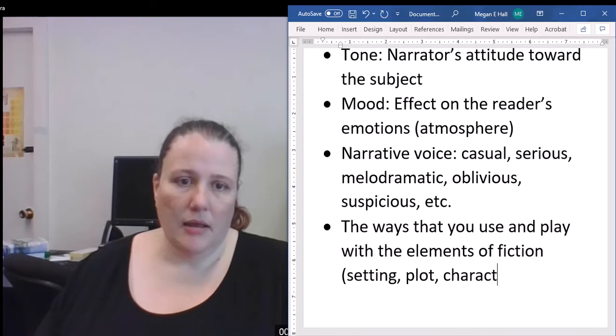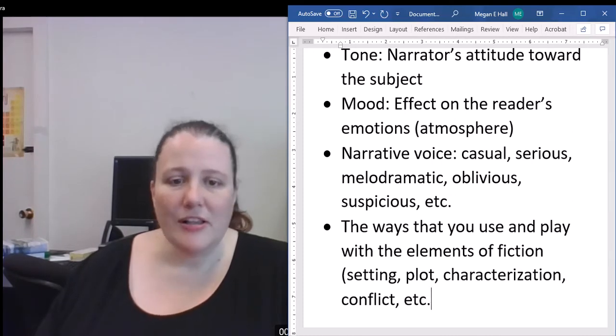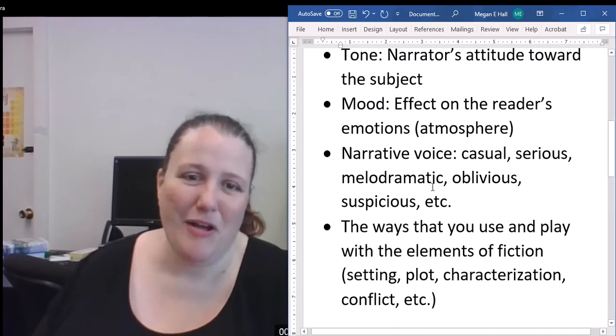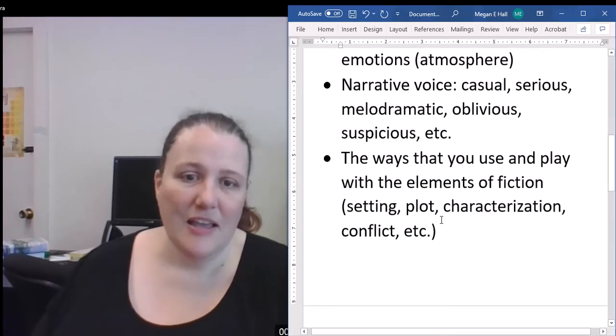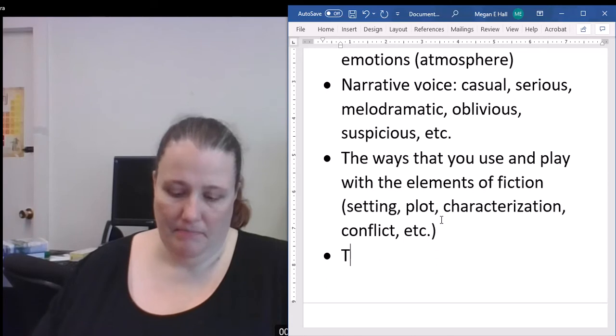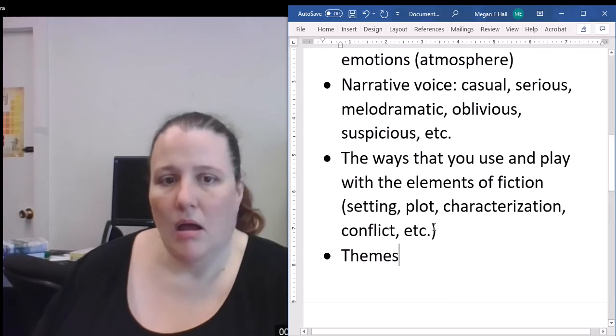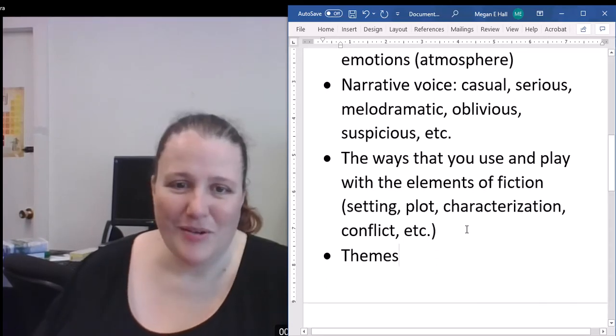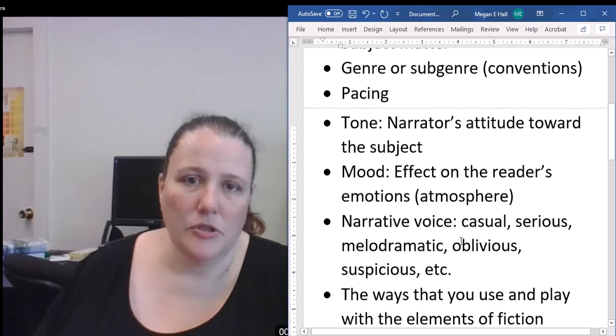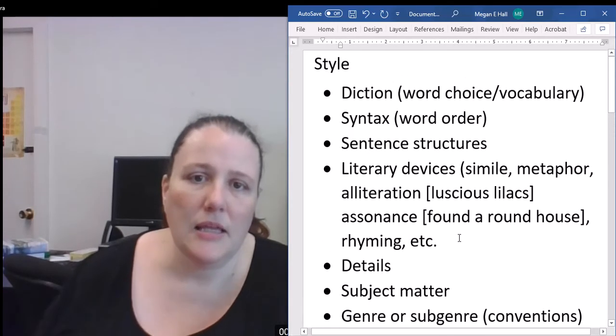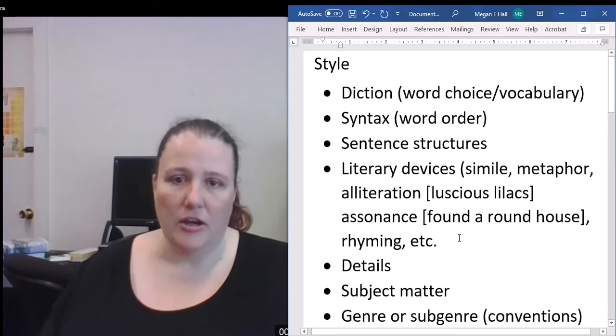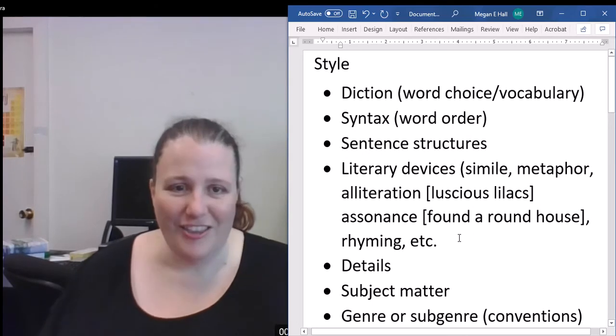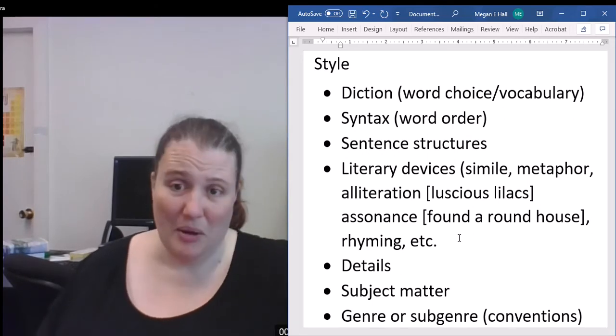plot, characterization, conflict, etc., all those things we've been talking about throughout the term. The themes that you choose to focus on sort of goes up with that, but that's okay. I'll put it separately. So all of these things really can contribute to your style. And I know that this is a weird long list that has a number of different things in it.